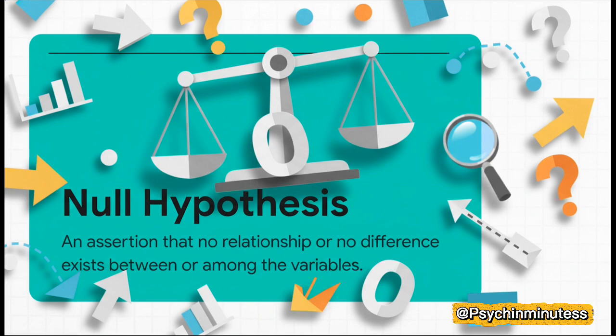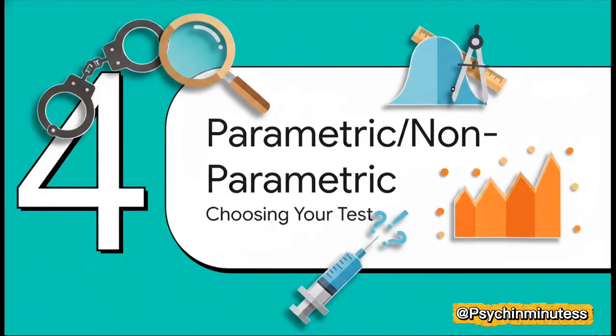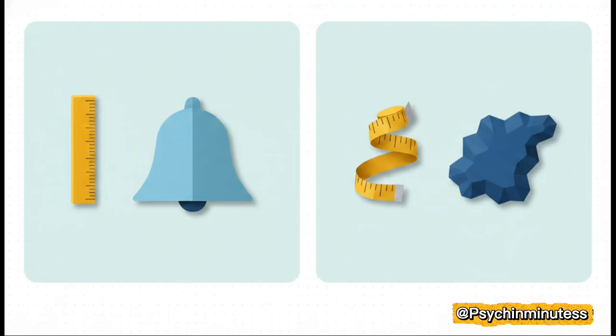We assume nothing at all is happening until the hard evidence absolutely proves otherwise. Section 4, parametric and non-parametric tests. All right, interrogation time. We have our suspect, the hypothesis, and now we need to decide which statistical test is best suited to interrogate it.